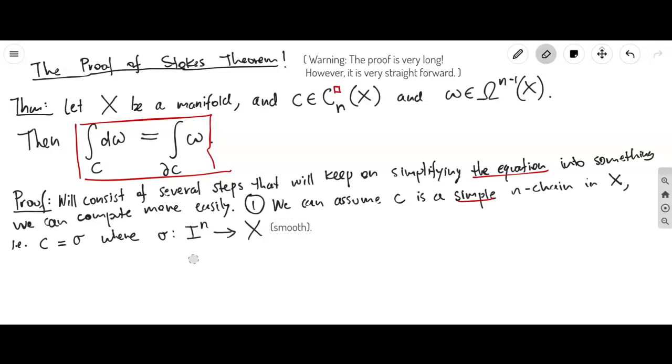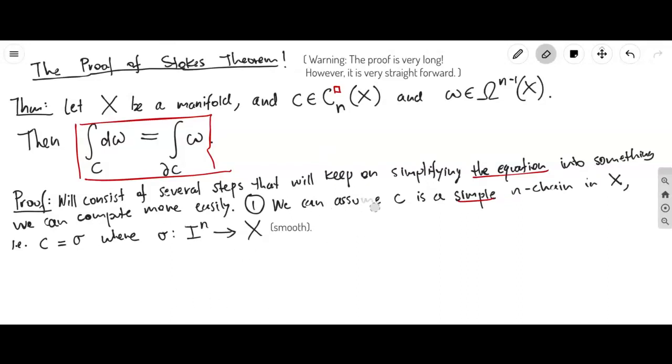What does it mean to be a smooth mapping on the n-dimensional cube? It just means that sigma can be extended into an open set containing this cube, and then it's just smooth in the manifold sense, as we've talked about. But we often just write it like that. It's just easier not to introduce extra notation unless we really have to.